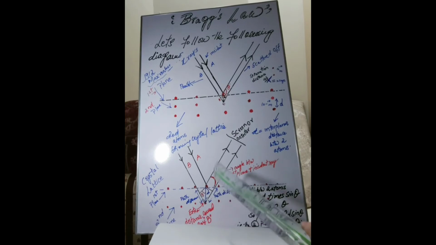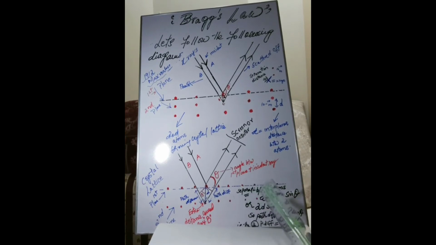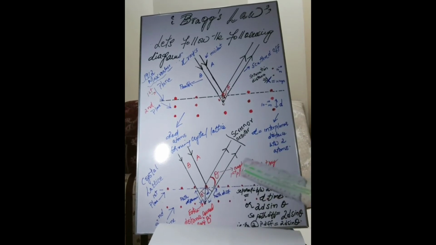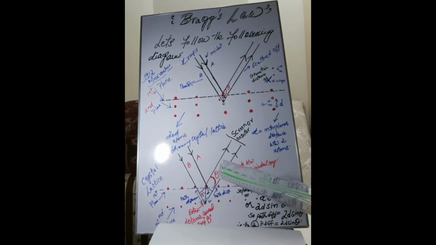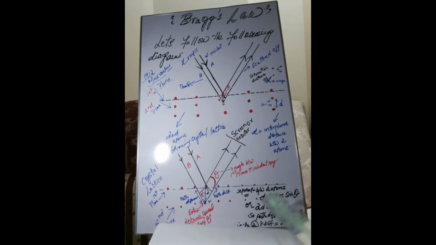And what is n? n is a positive integer, having values 1, 2, 3, 4 and so on. n could be any positive integer. And lambda is the wavelength of the X-ray. So now we have the relationship that is called Bragg's equation: 2d sine theta equals n lambda. This is Bragg's equation.